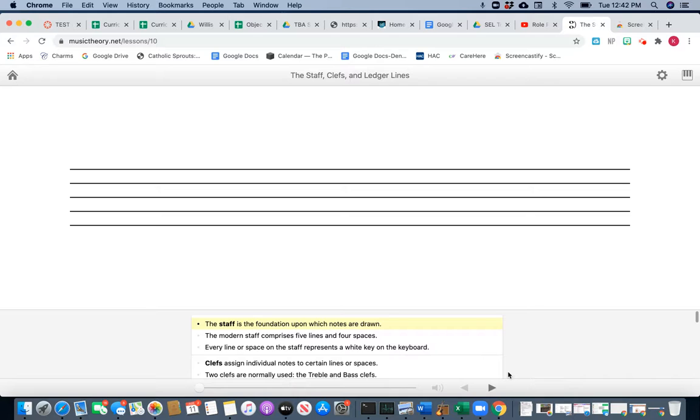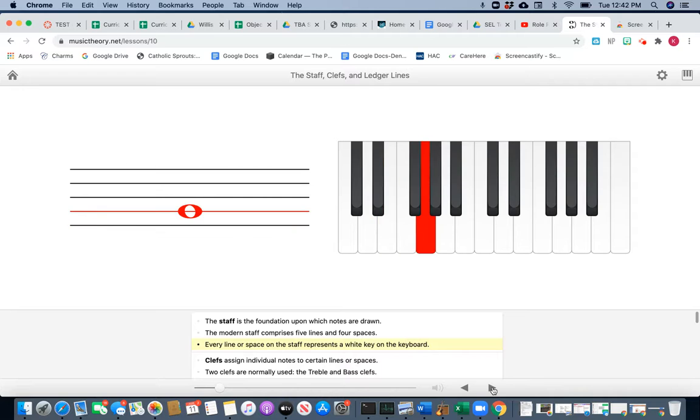So we've already talked about the lines and spaces. This is the foundation on which all the notes are drawn. The modern staff has 5 lines and 4 spaces, and we number them from the bottom to the top, just like we talked about previously. Every line or space represents a note on a keyboard. So you can see it kind of matching up right here.